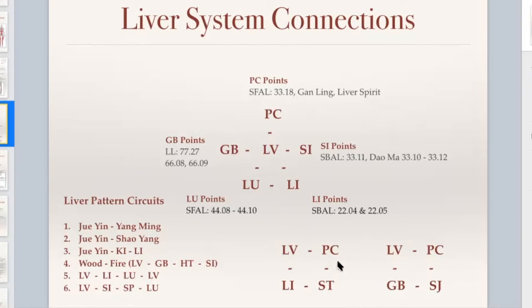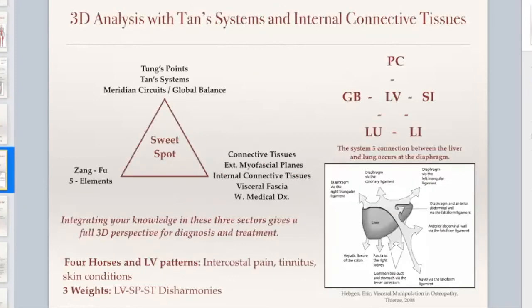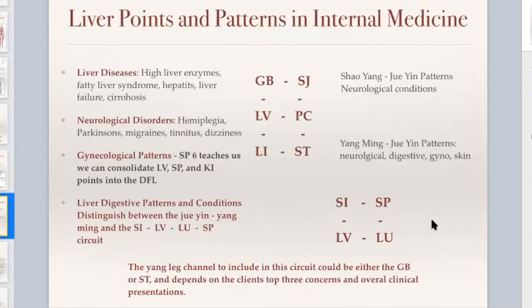And then what do people with that often get? They often get insomnia or hypertension, right? When the liver yang starts to rise. So it's quite insightful to understand each of these circuits and have them totally dedicated to memory in your mind, so that you can just ask people about their top 3 health concerns and find out what circuit it is that they have. Okay, so some of the other liver circuits here, the wood fire circuit, and then the liver large intestine lung liver circuit, and this one as well. Let me see, we got this one here. Okay, so liver points patterns in internal medicine.